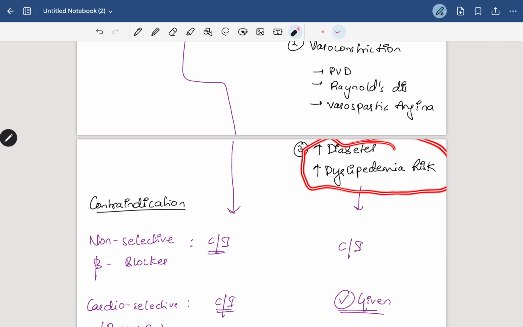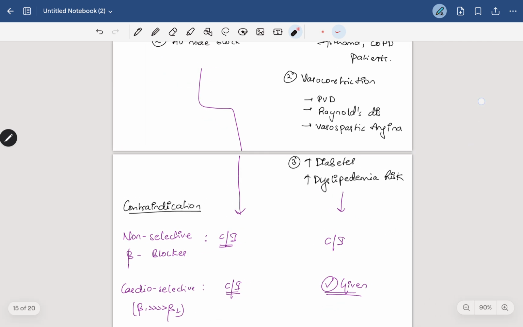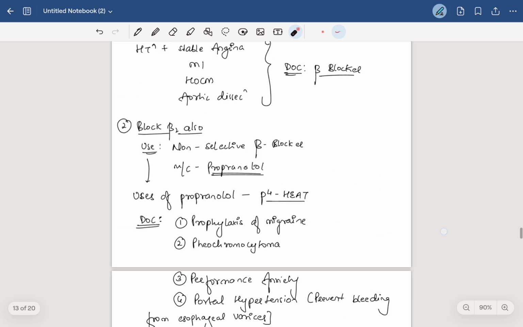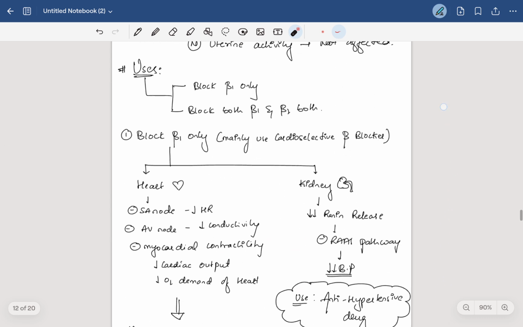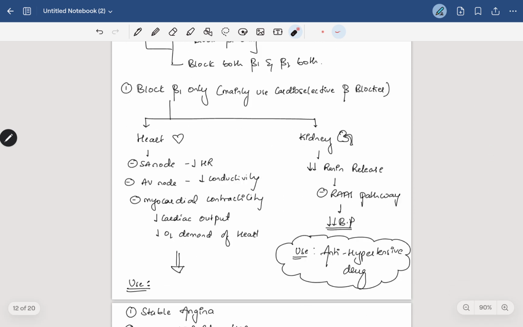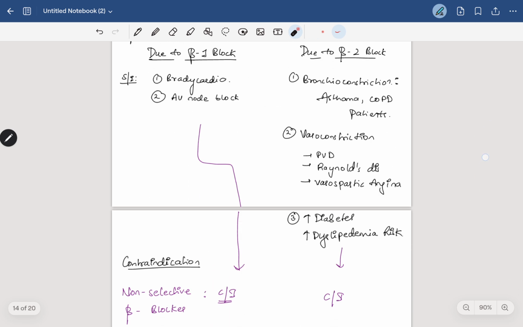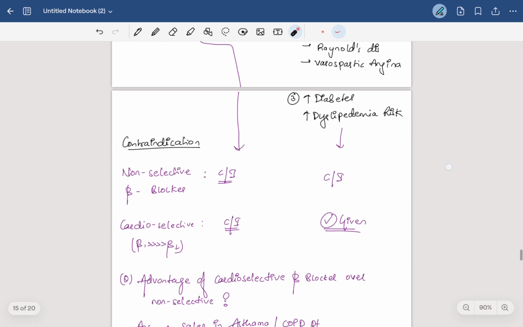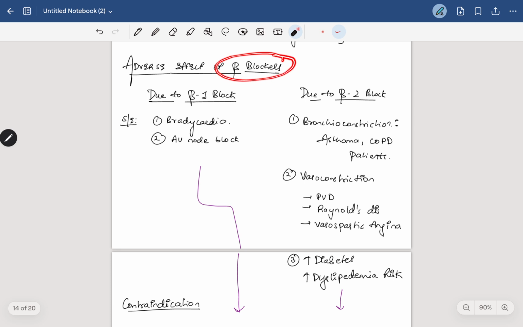Why is this? I explained it in detail. Why dyslipidemia? I told you because there is... do you want me to go back to that page? Diabetes is because there is inhibition of glycogenolysis. See, there's inhibition of glycogenolysis, so the recovery from insulin is delayed. So there's increased risk of diabetes. Because of this, there is increased risk of dyslipidemia. You can remember it that way. So these were the adverse effects of beta blockers.